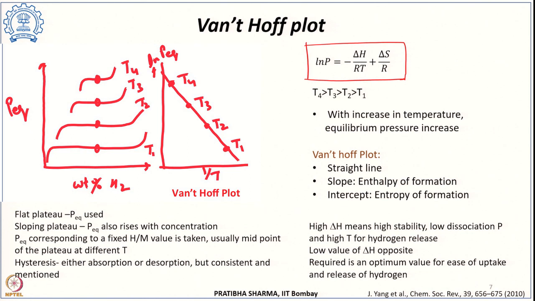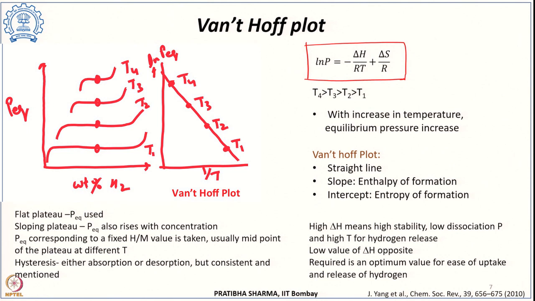Now, this equilibrium pressure in the middle of the plateau could be used. These series of points of equilibrium pressure at different temperatures can be used to plot log of equilibrium pressure with 1 upon T, and according to this equation, this will be given by a straight line. So, when these equilibrium pressure points are plotted against 1 upon temperature at different temperatures T1, T2, T3, T4, we get a straight line having a slope of minus delta H upon R and an intercept of delta S upon R. So, this slope is going to tell us the delta H value for that particular material, and the intercept will tell us the delta S value, the enthalpy and entropy of formation.